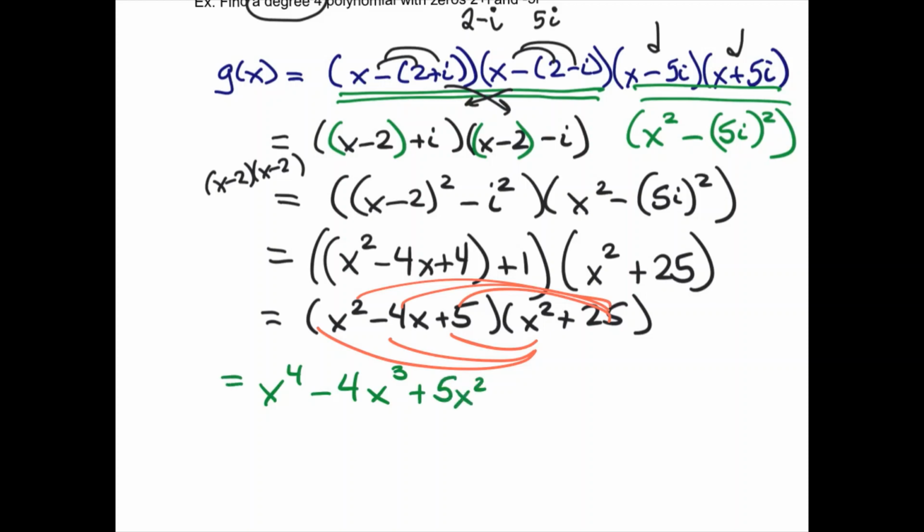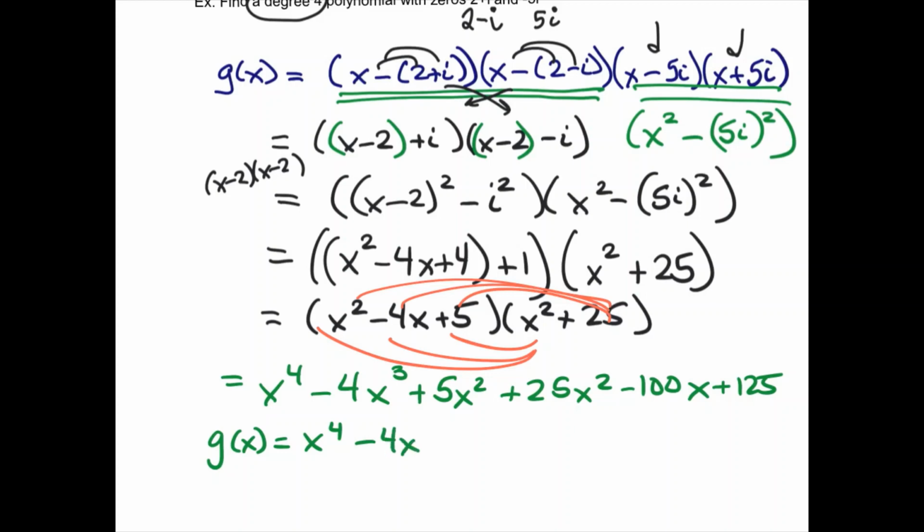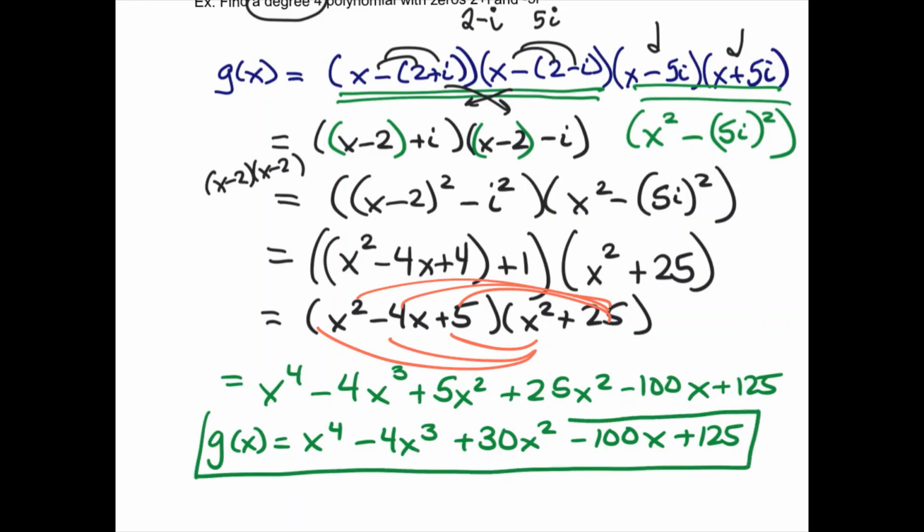And then with the 25, 25 times x squared is 25x squared. 25 times negative 4 is minus 100x. And 25 times 5 is plus 125. So our final polynomial is going to be x to the fourth minus 4x cubed plus 30x squared minus 100x plus 125. So that's an extremely difficult one, but it will have the zeros that we mentioned above.